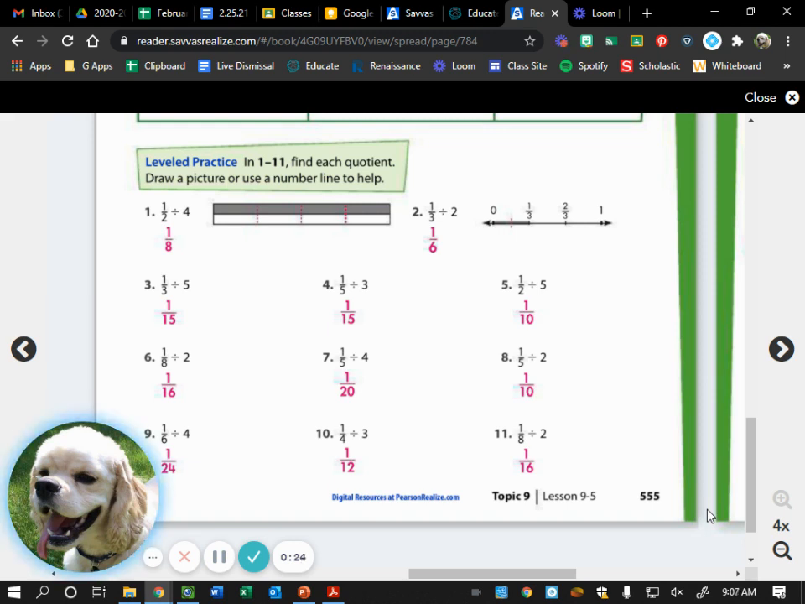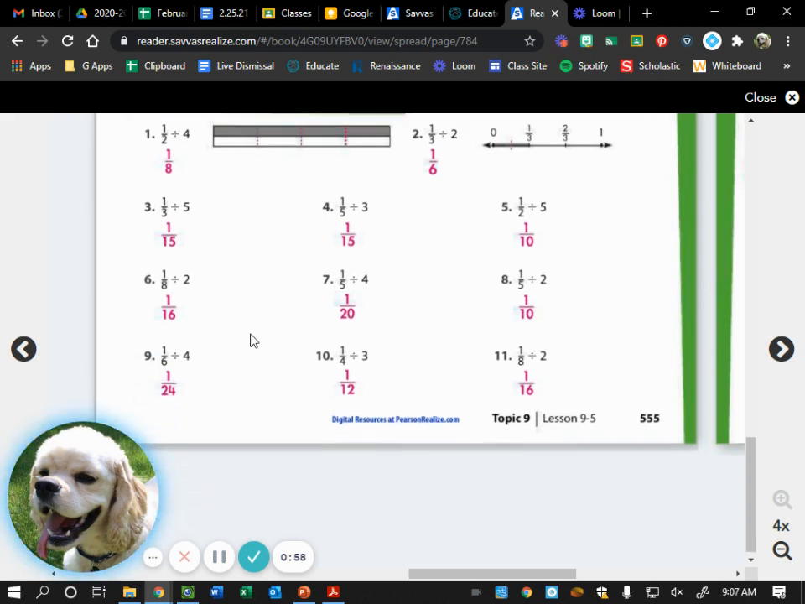Yes. So, for number 1, they did say to draw a picture or use a number line to help. You didn't have to unless you wanted to. So, for number 1, 1/2 divided by 4, we would change 4 into 4 over 1. So we would keep 1/2 the same, change our division symbol into multiplication, and 4 over 1 would become 1 over 4. Well, 1 times 1 is 1. 2 times 4 is 8 for 1/8. Give me a thumbs up if you got number 1 correct. Nice work. Awesome.